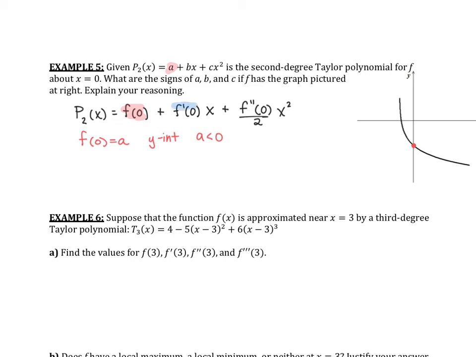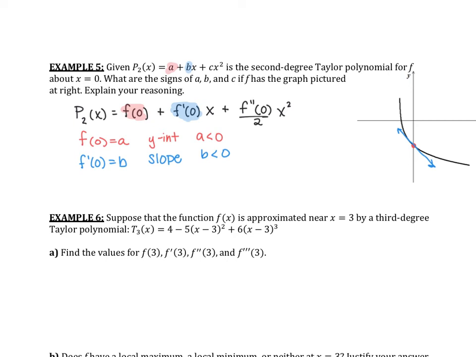When we look at this coefficient, f prime of 0 would be b. So f prime of 0 has to equal b. And we know that f prime of 0 equaling b represents my slope. And if we look at the slope at this point, let's draw a good slope. If we look at the slope of this point, we can see that this slope is also negative, and therefore b would be less than 0.